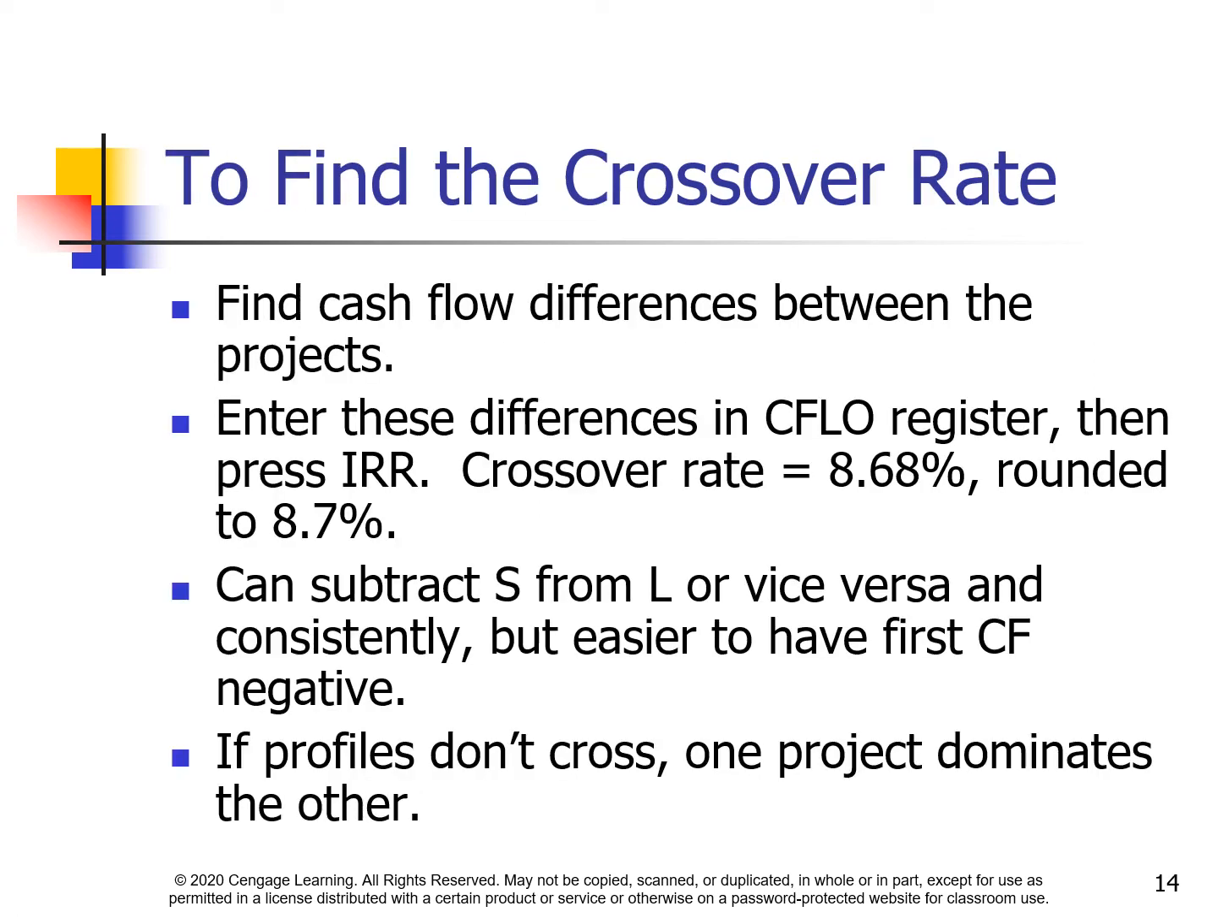To find the crossover rate, find cash flow differences between the projects. Enter this difference in the CFLO register. Then press IRR. You will find the crossover rate. If profiles don't cross, one project dominates the other.